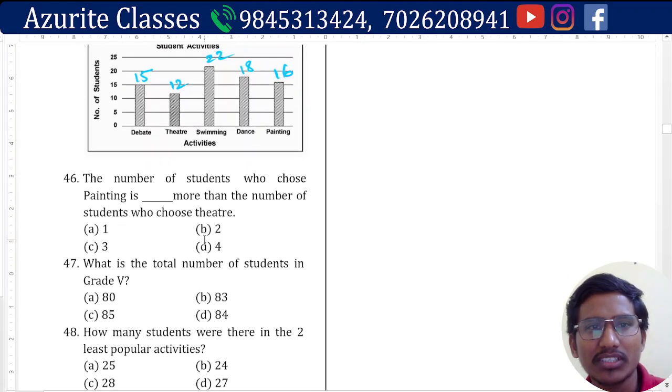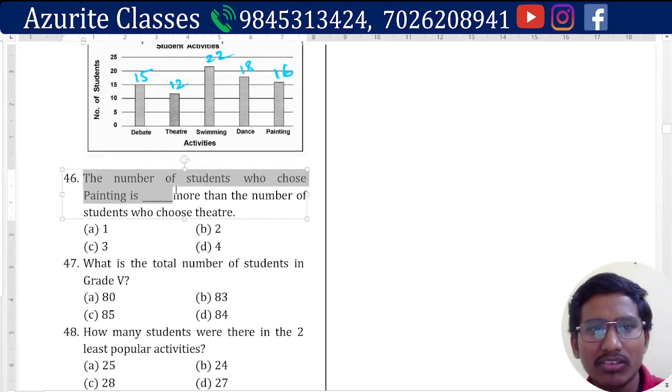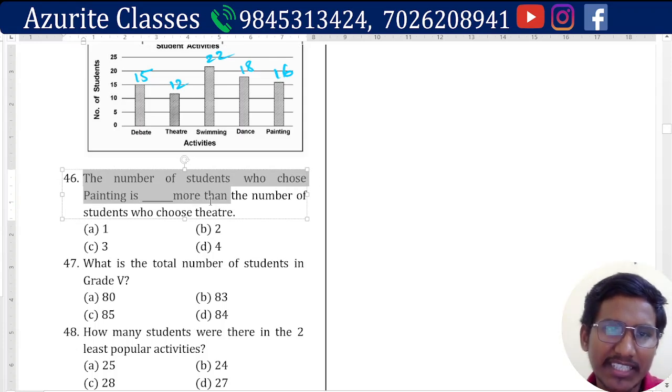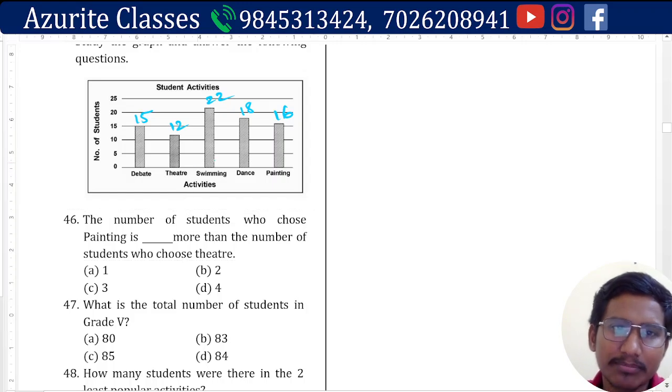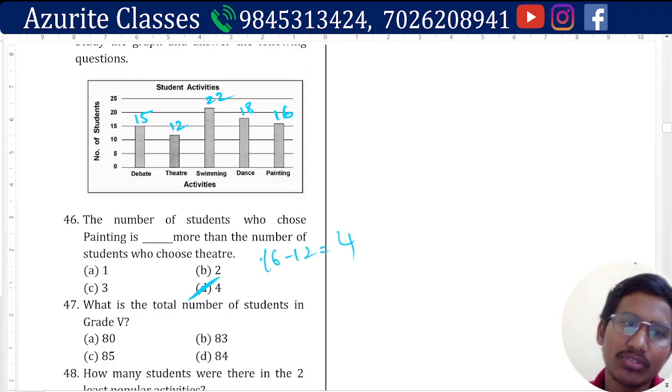The question: the number of students who chose painting is dash more than the number of students who chose theater. So painting and theater: painting, if you see, is 16, and theater is 12. So how much more? 16 minus 12, that is 4 more. So 4 more means the option is option D for the 46 question.